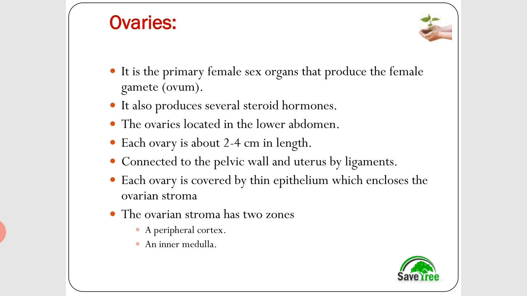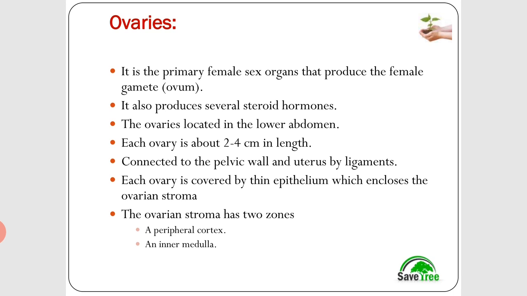There are two ovaries, and these are the primary female sex organs, and they produce the female gamete, that is the ovum. Along with the production of ovum, they also produce several steroid hormones, which we can also call ovarian hormones. Then where are your ovaries located?